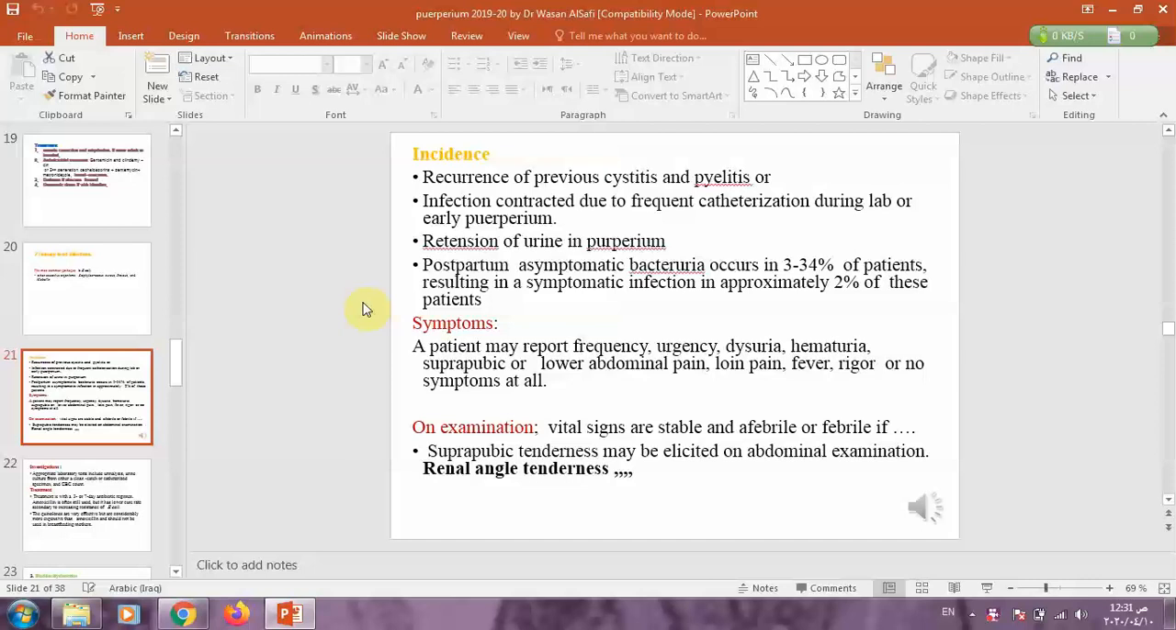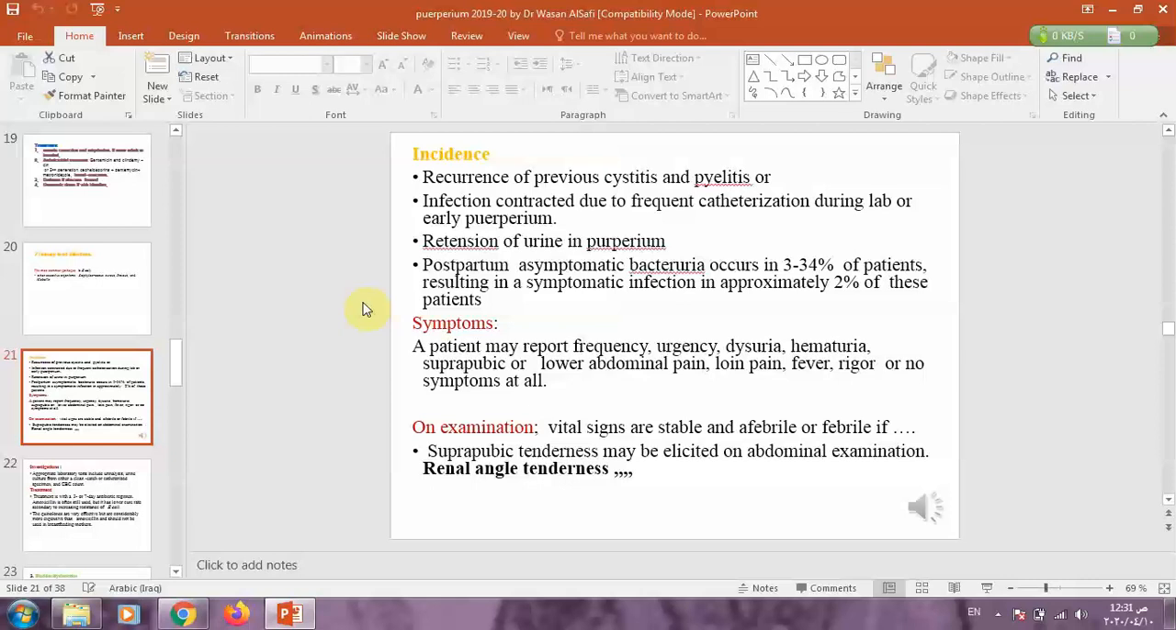The woman may have had cystitis or pyelonephritis pre-pregnancy or during pregnancy, so she will experience more risk of this infection in the postpartum period. The infection could be contracted due to frequent catheterization during labor or early puerperium. The woman may have retention of urine in the puerperal period, as we mentioned.